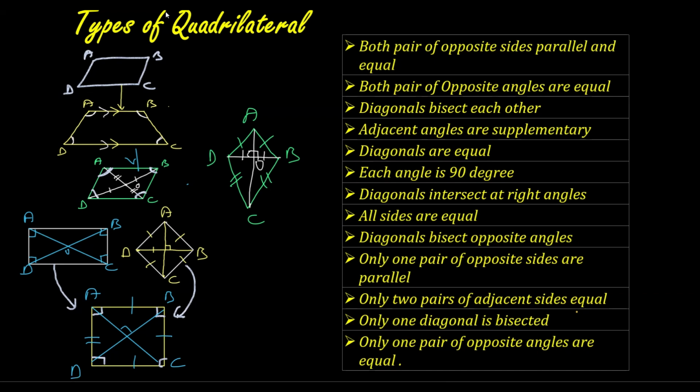I'll start from the bottom here. The first is only one pair of opposite angles are equal, right? So this is a kite. Here, angle B is equal to angle D. So this is for a kite. The next, as I said, we'll do from the bottom: only one diagonal gets bisected. So again, a kite. Next is only one pair of adjacent sides are equal, a kite again, right? This is a kite.